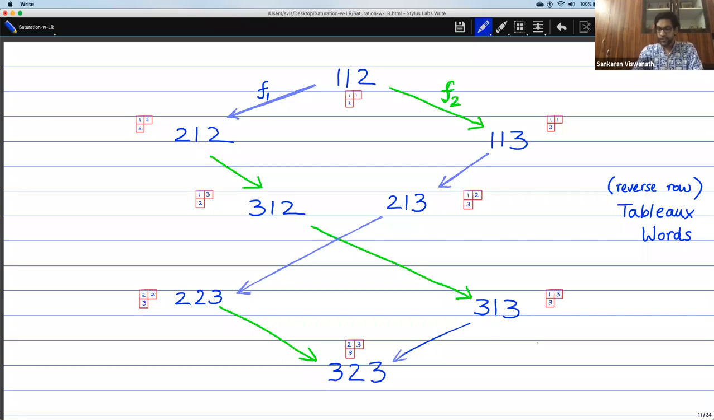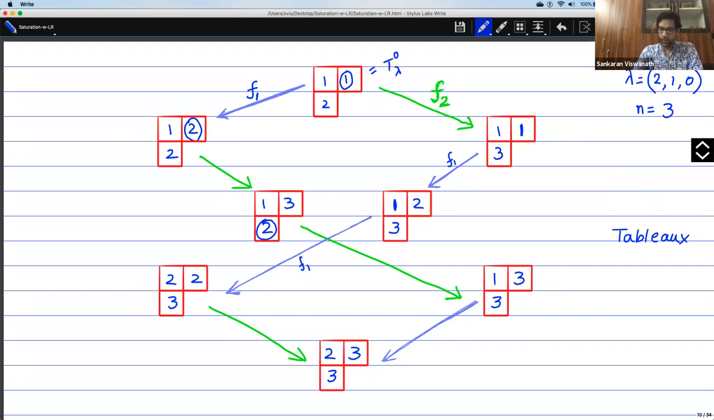So what are these reverse row words? The top guy here is 112. How do I get that from the tableau? Well, I read the tableau as follows. I read it from right to left and from top to bottom.